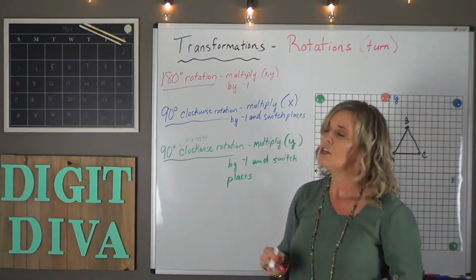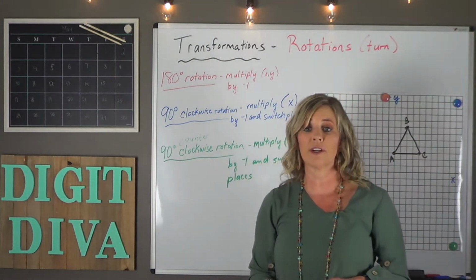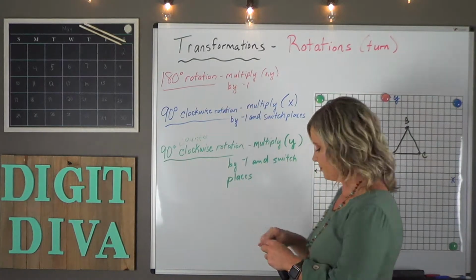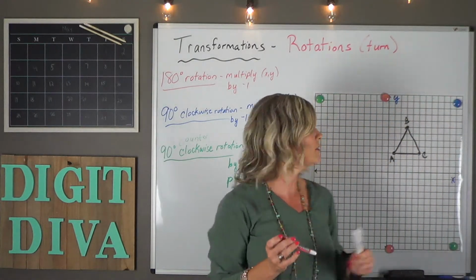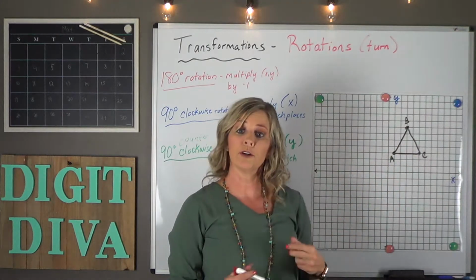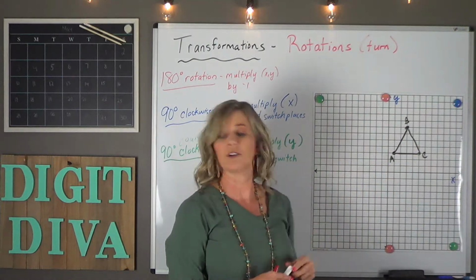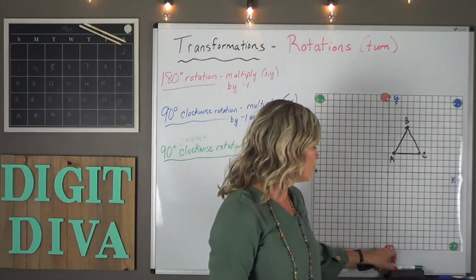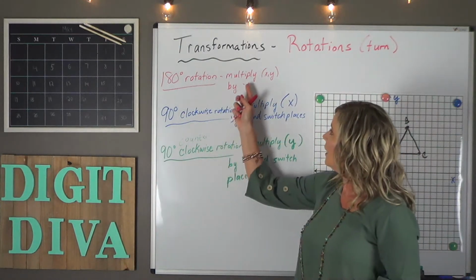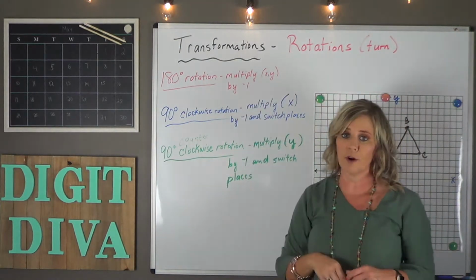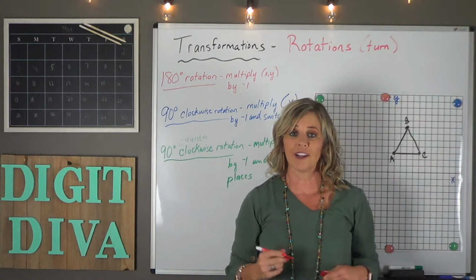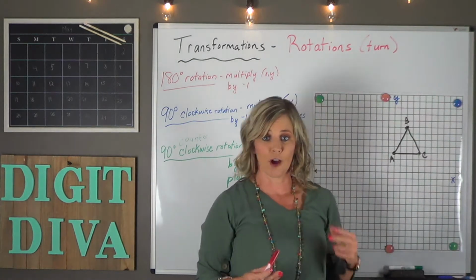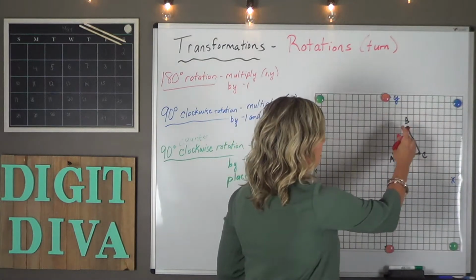All right, so we've got a 180-degree rotation. I've got our figure drawn on the board. We've got our black triangle, and we are going to rotate it 180 degrees. The rule is to multiply x and y by -1. What's going to happen when you multiply your x and y by -1? They're going to simply change to their opposite.